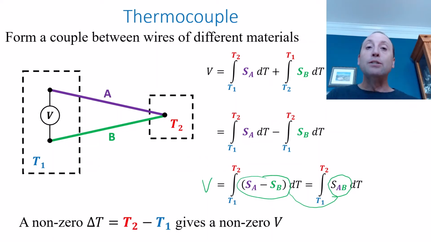If I have a non-zero temperature difference between T2 and T1, then I'll have a non-zero voltage difference, as long as the Seebeck coefficients are different for those two materials. Then I can establish a relationship between voltage and temperature, and by measuring the voltage, I can calculate what the temperature T2 is. That's the basis of a thermocouple. These are used very often in industrial and scientific settings to measure accurate temperatures.